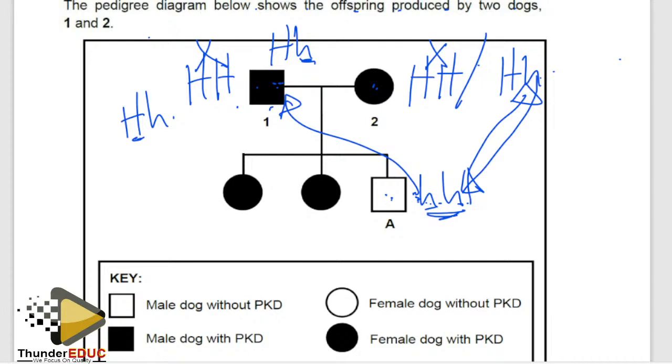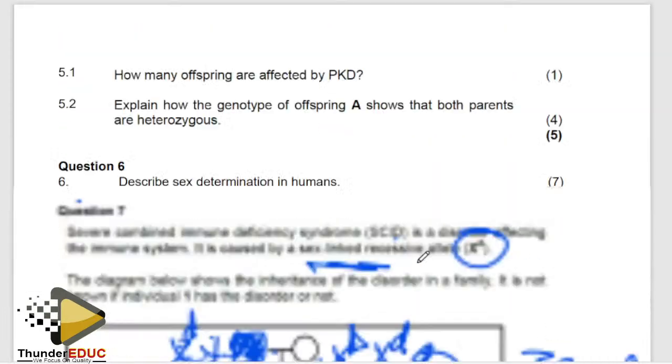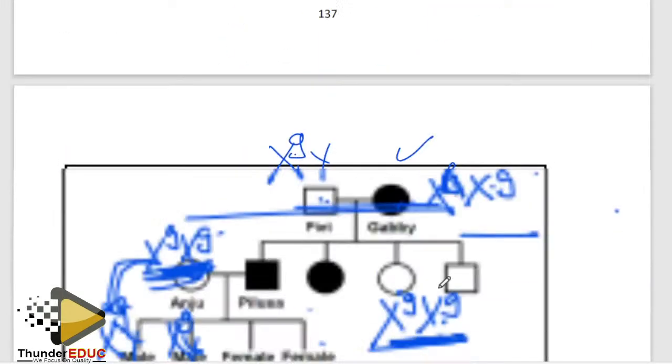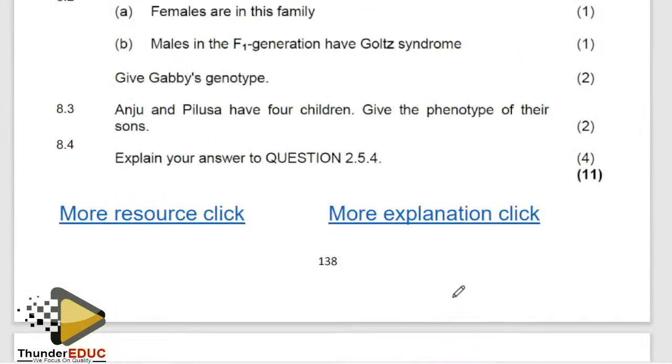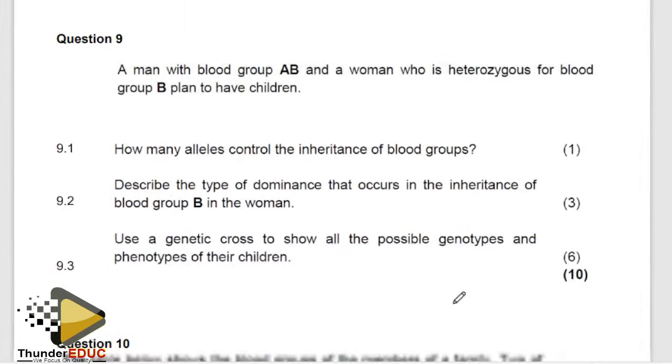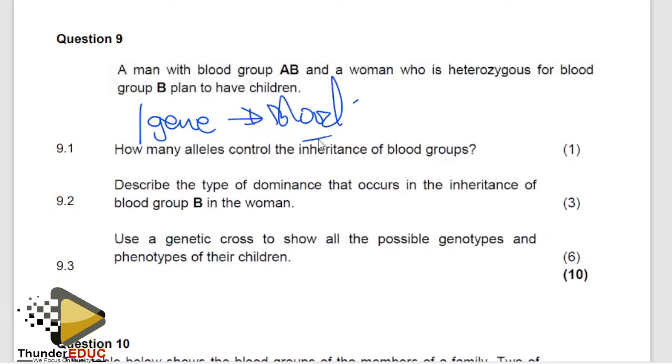I think you have got it. I'm no longer confusing you. How many genes control blood group, guys? It is one gene. How many alleles control blood group? One gene, and that gene is blood group. Do you have any other gene? Tell me if there's any other gene. This is one gene, blood group.